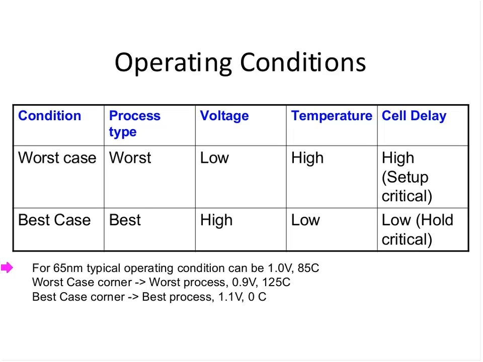For 65 nanometer, a typical operating condition can be 1.0 volt, 85 degrees C. The worst case corner in this case would be 0.9 volt, which is 10% below the VDD, and a temperature of 125. The best case corner could be 1.1 volt, which is 10% more than the VDD, and 0 degrees C. Temperature depends on the type of environment conditions under which the chips will be used. If chips are used for space applications, this temperature would be negative. If chips are used for household applications like televisions, mobile phones, and so on, this could be 0. So it depends on the type of environment condition we are targeting for that chip, and the temperature will change based on that.